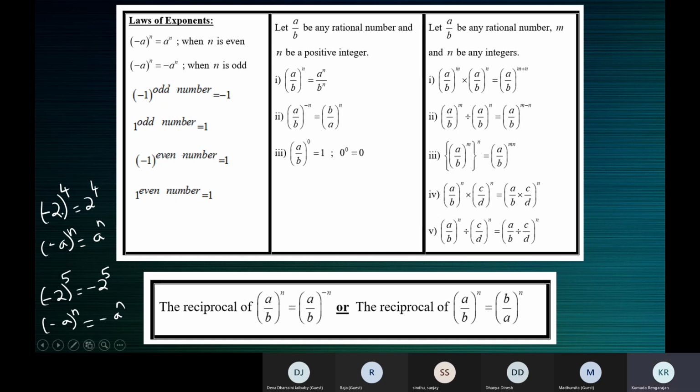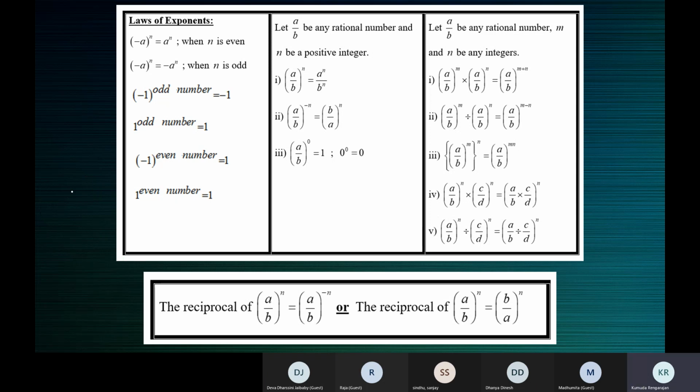What happens when you raise minus 1 to an odd power? Minus 1 to the power 5. And the answer is minus 1. Minus 1 raised to an odd number, minus 1 to the power 5, is nothing but minus 1. So remove the bracket: minus 1 raised to the power 5, the answer is minus 1.